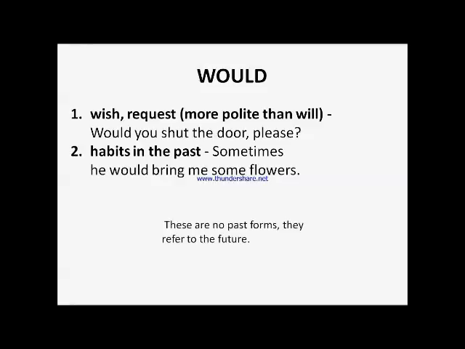These were all for the first example. If you're referring to the habits in the past, you say, sometimes he would bring me some flowers. Often, he would speak fast. The news would sometimes scare people.